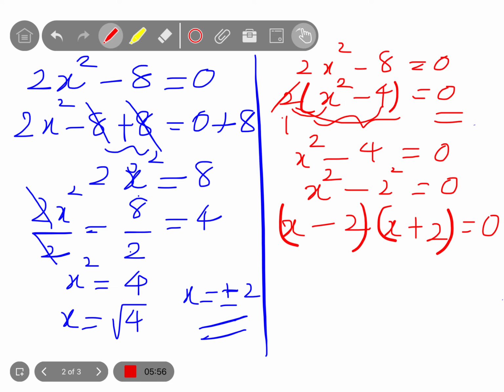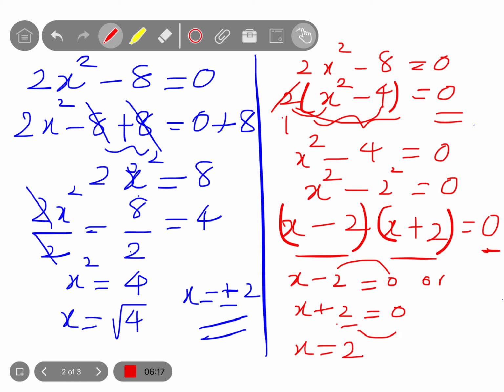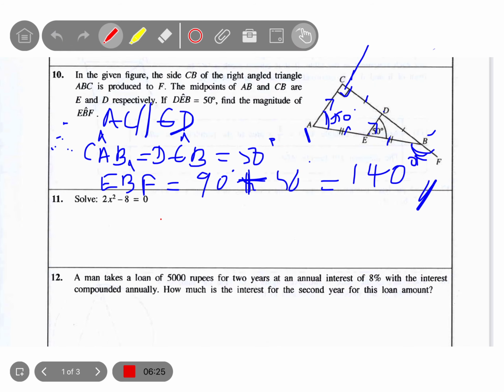Once you have this level of equation, it's like two numbers. One of those two numbers should be 0 to result in 0. So that means x minus 2 should be 0, or x plus 2 should be 0. Taking this to the other side, x should be 2. In this case, if you take it to the other side, x should be minus 2. So the same results, right? So the answer is x is equal to plus or minus 2, and you have to write that in the proper way here, right? So let's move on to the next question.